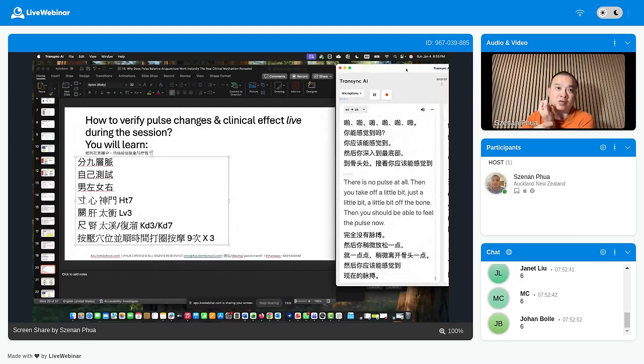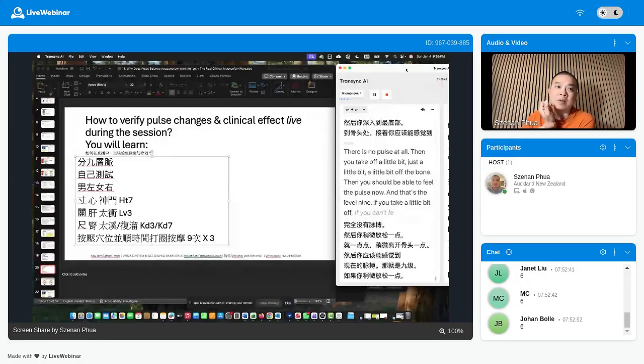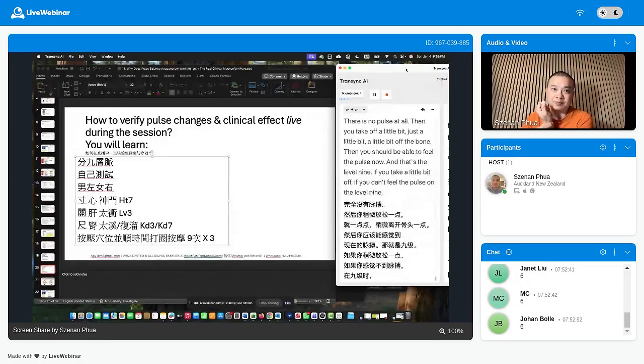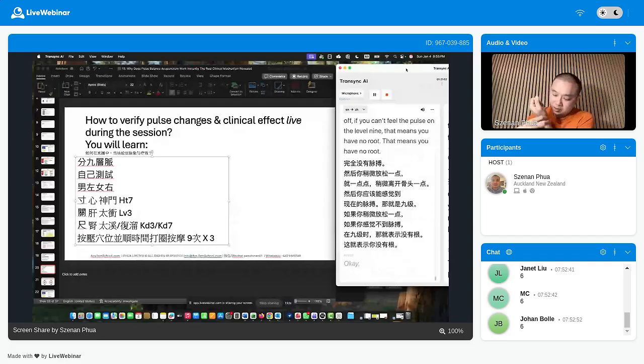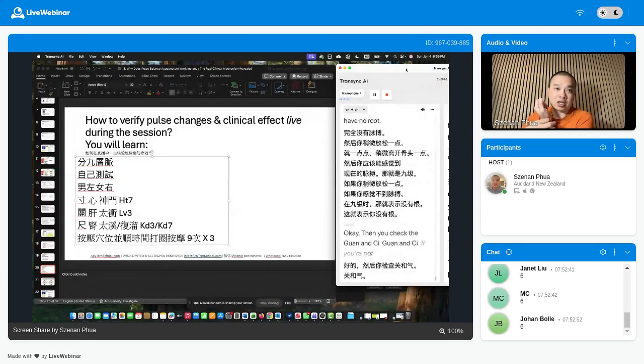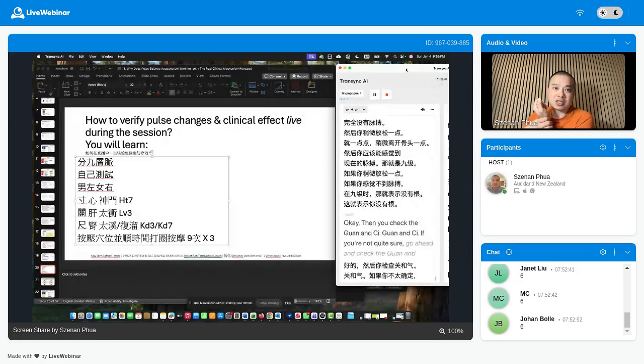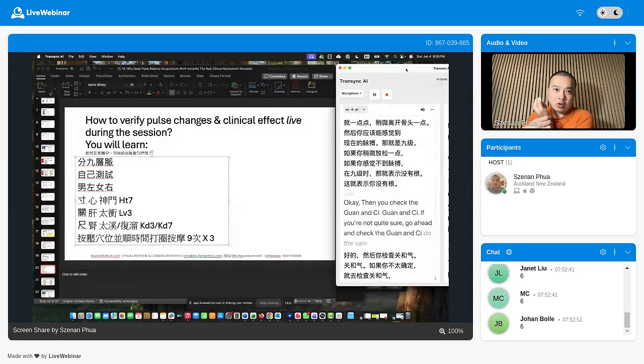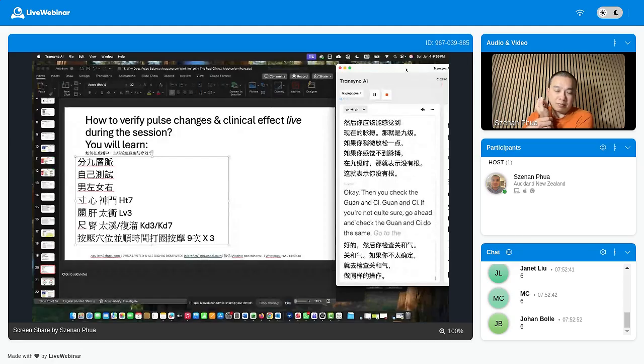And that's level 9. If you take a little bit off, and you can't feel the pulse on level 9, that means you have no root. Okay? Then you check the Guan and Chi. If you're not quite sure, go ahead and check the Guan and Chi. Do the same. Go deep to level 9, to the bone.